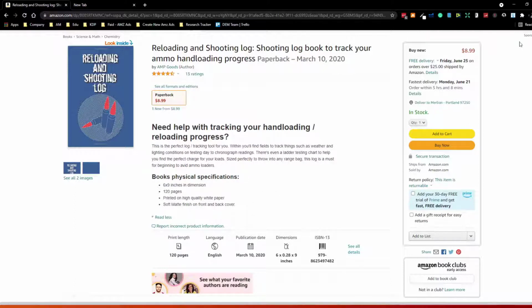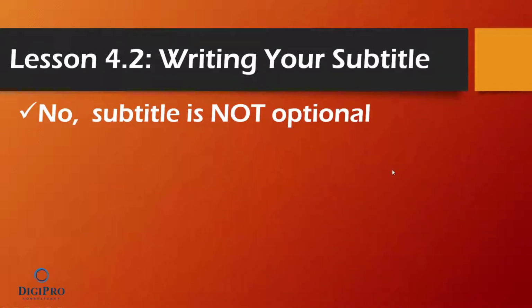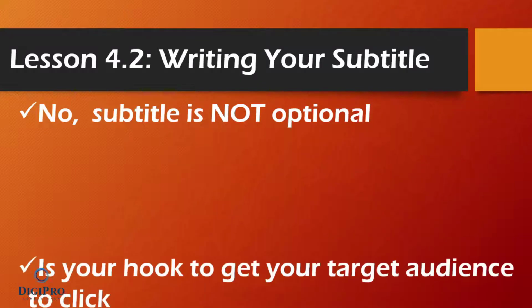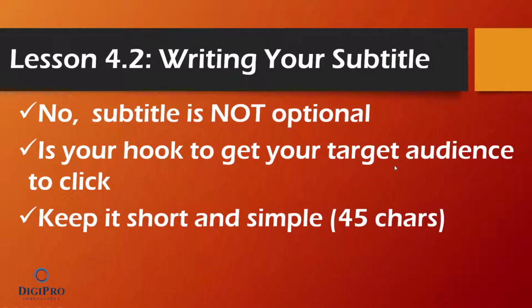So let's go back to our PowerPoint. I'll show you what is missing. When you start to publish your subtitle, Amazon will tell you it's optional, but I can tell you it's not optional. It is actually a must if you want to succeed in this business. It's also your hook to get your target audience to click on your book. You need to keep it short and simple. I showed you just now, it must be less than 45 characters to be more effective.